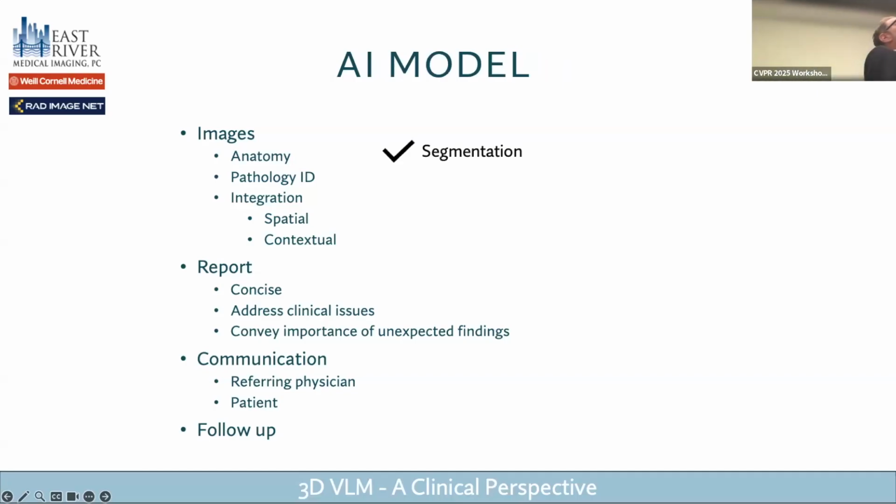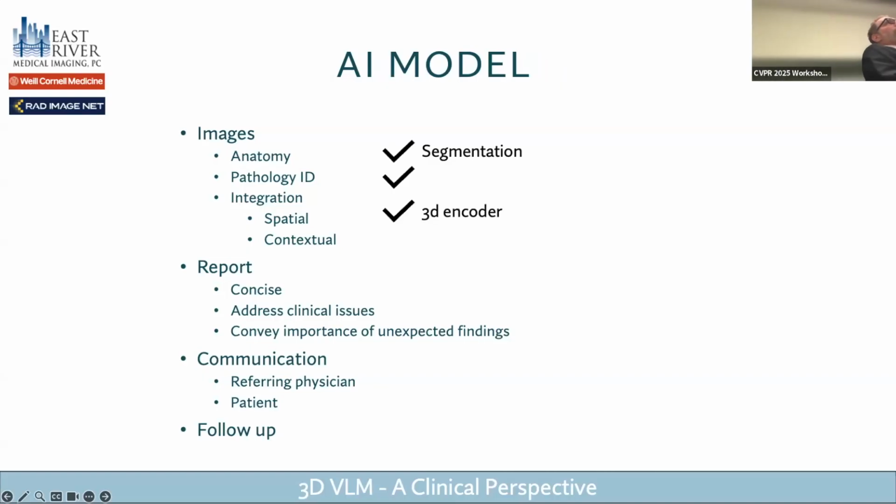Anatomy, right? We're good at that. Segmentation has gotten incredibly good. Segmentation can go through a CT scan or MRI and pick out all the anatomic structures. So we've got that checked off. Pathology identification, pretty good, right? We have AI models that are currently used in hospitals and clinics that can detect cerebral hemorrhage, can classify thyroid nodules, can look for fractures. So that's pretty good. We've got that checked off.